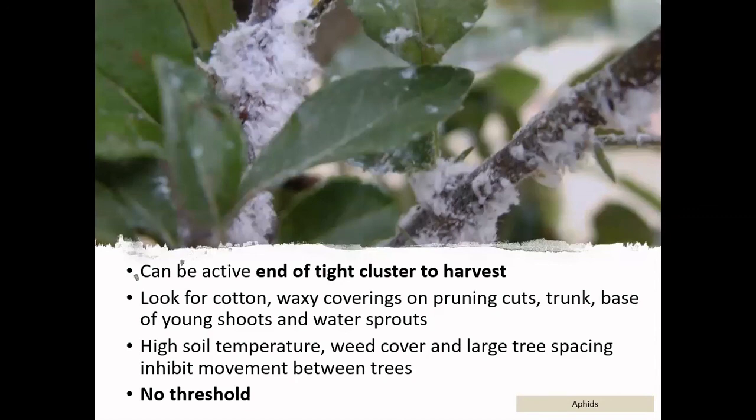So woolly apple aphid actually starts early season with their activity. It can start around tight cluster to pink timing, with the crawlers moving around through the tree to establish new feeding areas. However, you typically don't start to really see the populations with those white cottony masses until later into the summer, and they can be quite a nuisance during harvest time. But overall, you're looking for that cottony, waxy coverings, particularly around pruning cuts, around young shoots, and especially with water sprouts later season.